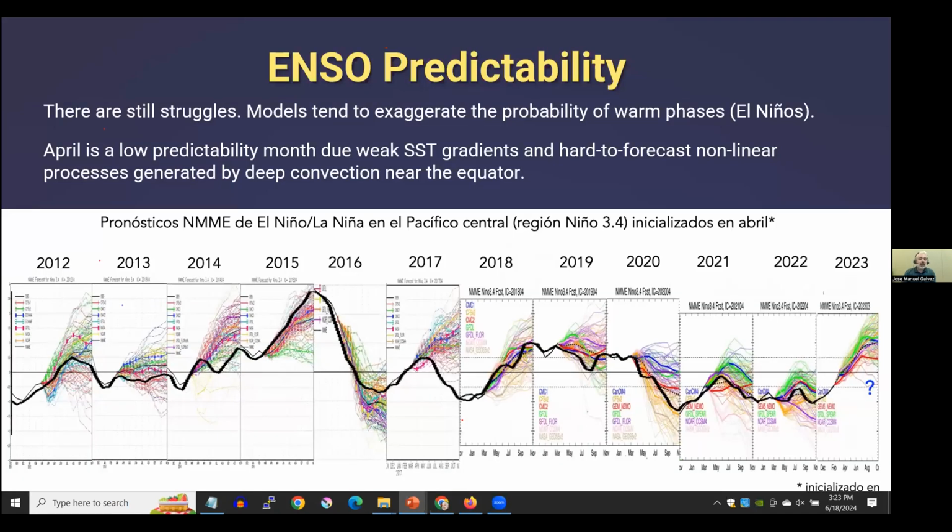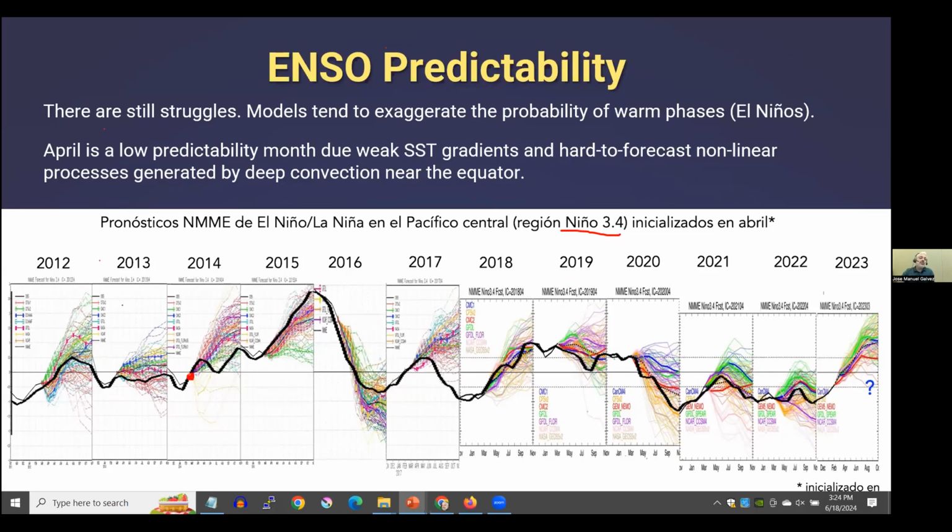Predictability of ENSO, and now we're not talking strictly about satellite data, more like models. Predictability is not good. It's not great. It's getting better, but it's not really great. And these are ENSO plumes. We call ENSO plumes basically looking at the Niño 3.4 region in the equatorial Central Pacific, and looking at what the models, or different model members, are saying about the evolution of those temperatures.